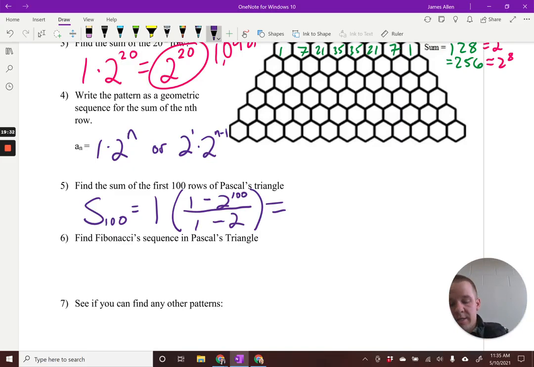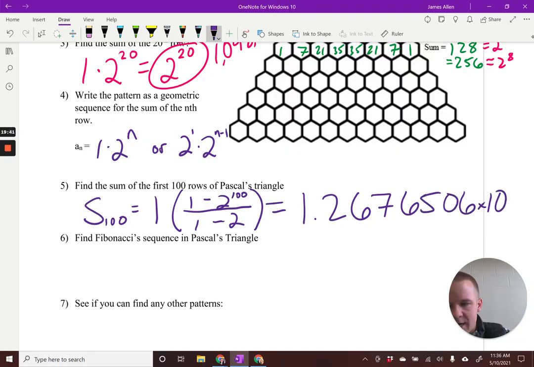It's calculator time. Let's see here. I'd have 1.2676506 times 10 to the 30th. That's like unfathomably large, right? Like I don't even have context for that. That's just a huge number.